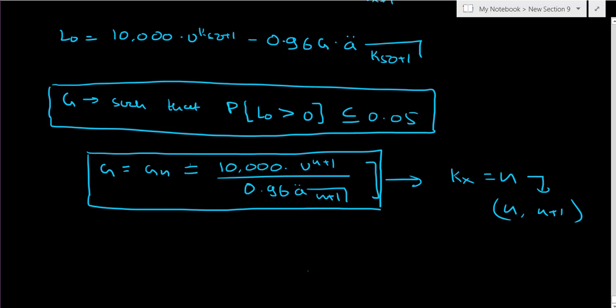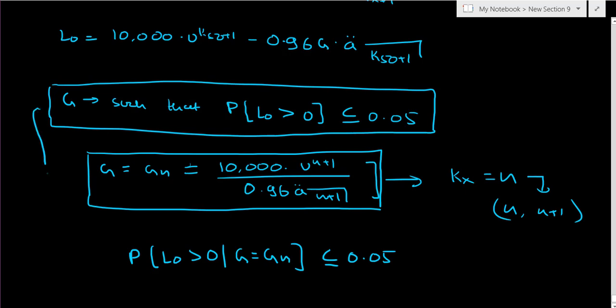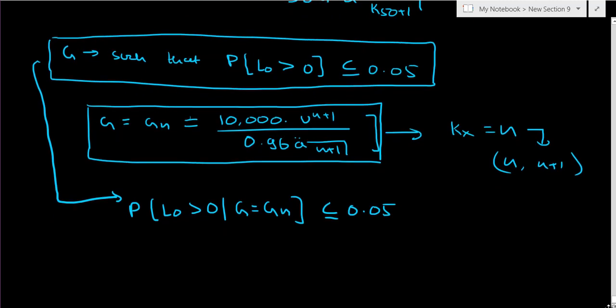And Gn should be such that the probability that the loss is greater than 0, given that the premium is equal to Gn, is less than 5%. Okay, so that's what I'm seeking. I just use this equation and assume that G is equal to Gn. So Gn is that premium for which the probability of loss is less than 5%. That's my argument here.